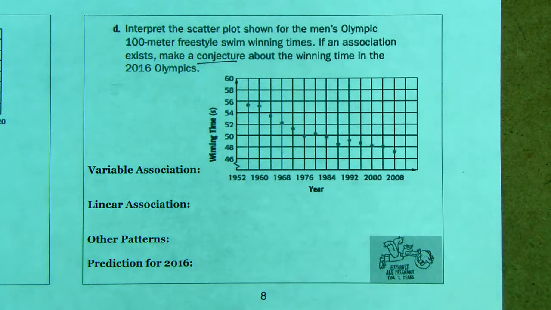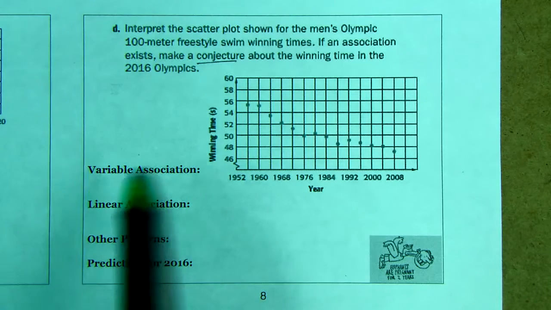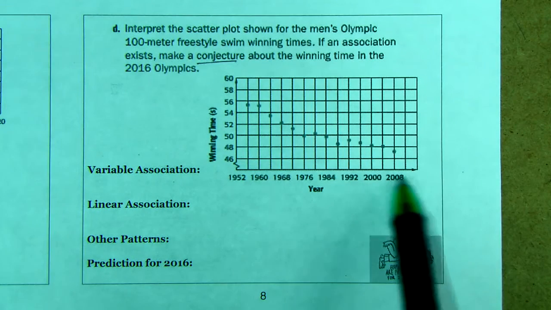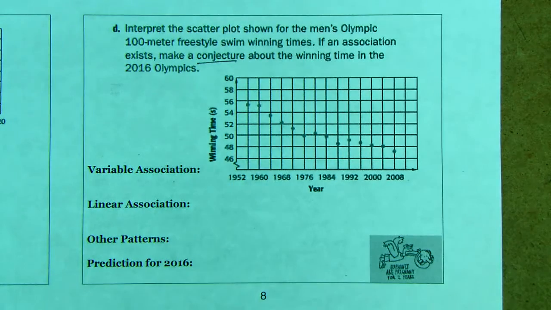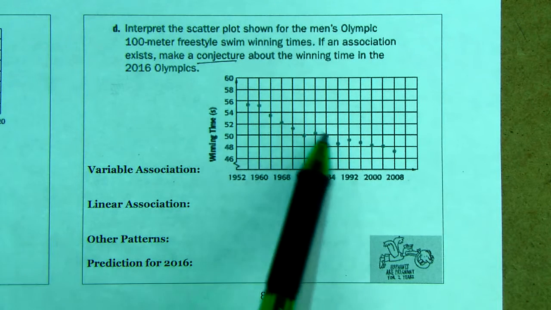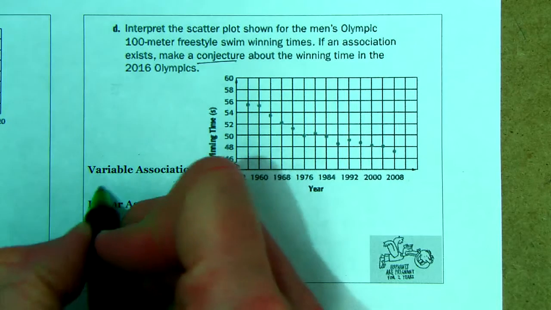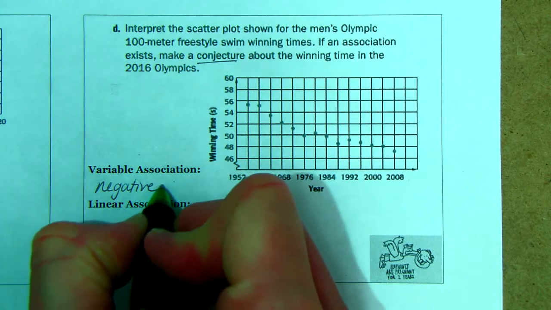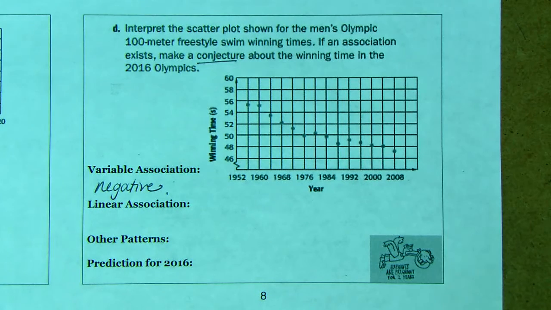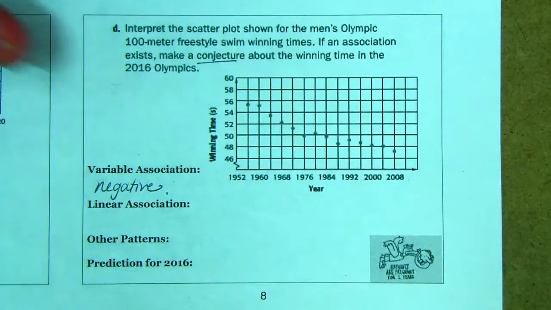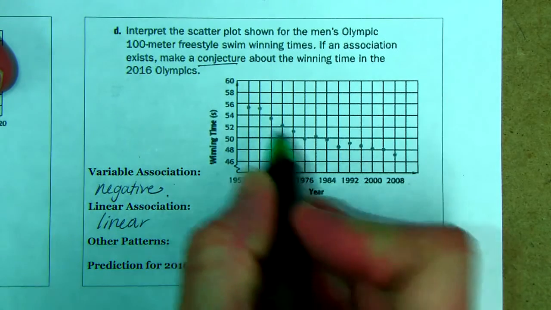Okay, so variable association. Is there association between the year and the time? And I hope your answer is yes, because what is happening to the time of the freestyle as the years continue to pass? They are definitely decreasing. So it is a negative, which makes sense. They're getting faster, so their times are getting shorter. Okay, linear association, what do you guys think? Do you think it's a line? I'm going to say yes, linear. That's pretty darn close to a line. I could draw my line of best fit in there, which we will do next lesson.